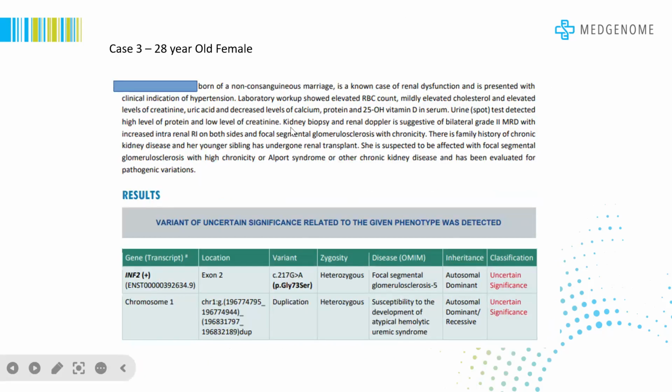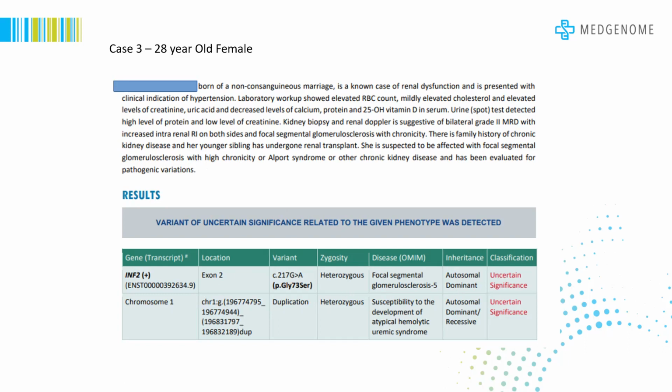This is another case. This is a 28-year-old female born of a non-consanguineous marriage, a known case of renal dysfunction, presenting with clinical indication of hypertension. Laboratory workup showed elevated RBC count, mildly elevated cholesterol, and elevated levels of creatinine and uric acid, and decreased levels of calcium, protein, and 25-hydroxy vitamin D in serum. She was suspected to be affected with focal segmental glomerular sclerosis, FSGS, with high chronicity, and Alport syndrome. So what have we found? We found a variant of uncertain significance in this case.